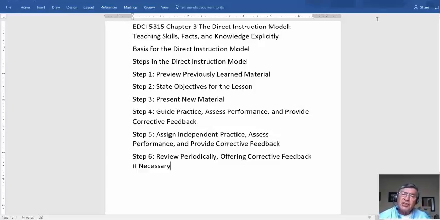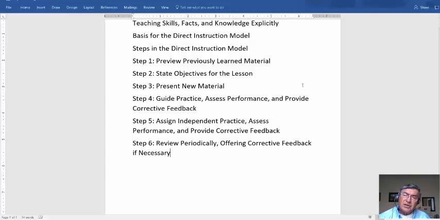So the direct instruction model is the most common one. Read this chapter. There's a lot of good ideas in here, a lot of good practices. And then when you do this assignment, you envision yourself going through these steps. Look at the lesson plan models that they have in the textbook. Those are very good. And I'm hoping that just this brief little introduction here will help you. If you have any questions, please let me know.